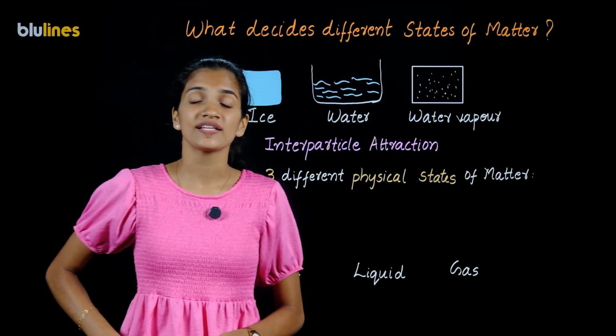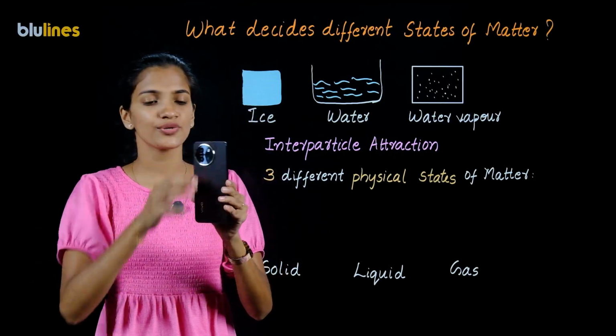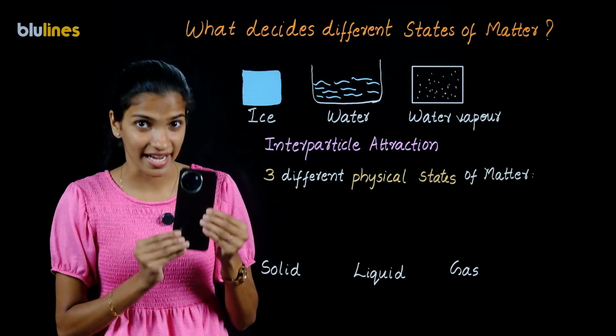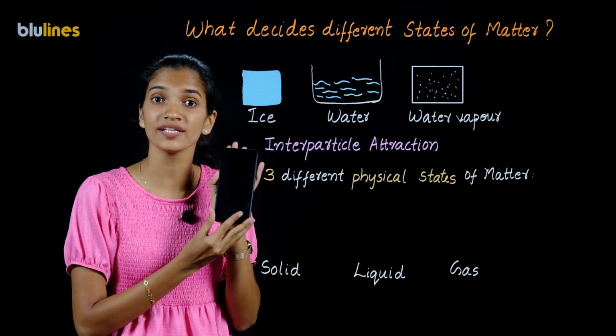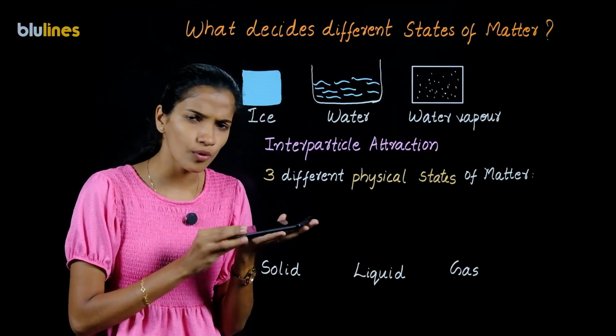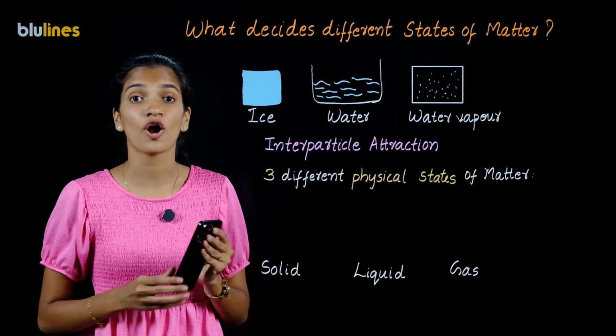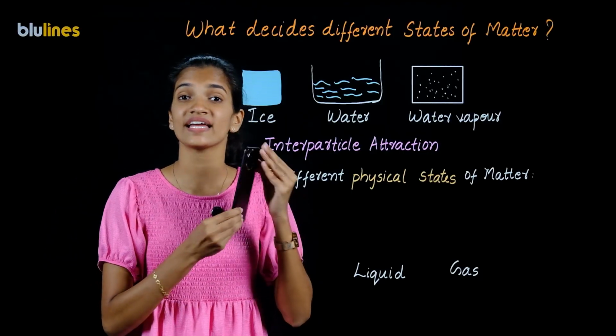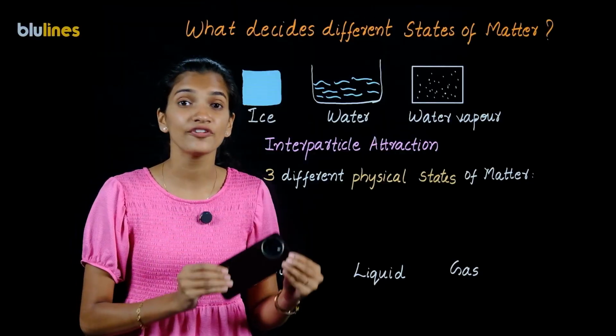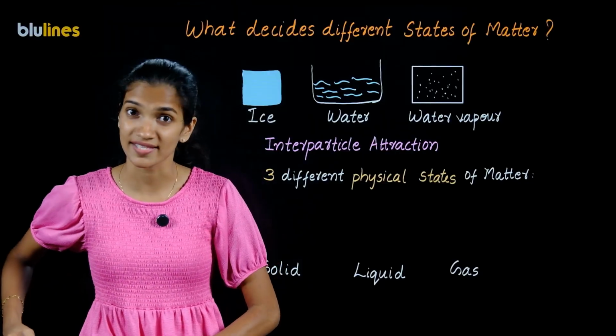Now, if you consider a mobile phone, as you see, this has almost a rectangle shape, and if I place this in my hand, it is occupying a definite space. So, the space occupied by every substance is known as its volume. That means any matter which has a definite shape and a definite volume can be considered as a solid.